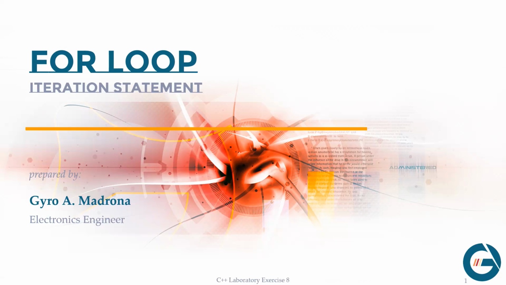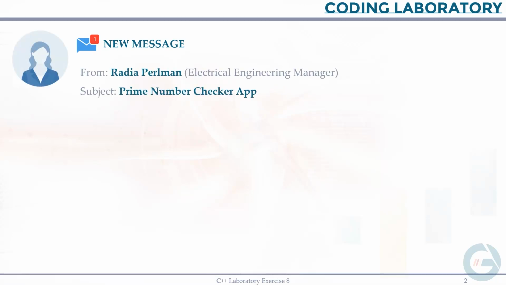Welcome back to another C++ coding exercise. This is exercise 8, and we will showcase the usage of the for loop. Actually, our problem for this exercise is the same as our exercise 7, the prime number checker app. You can check that one if you haven't programmed it yet.